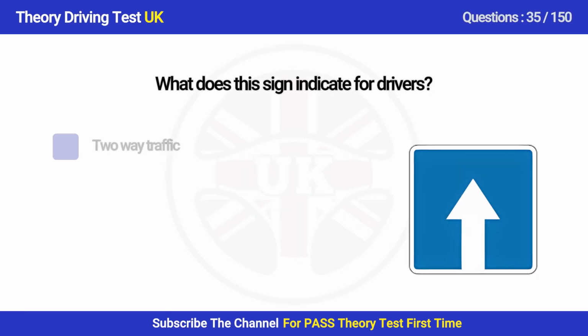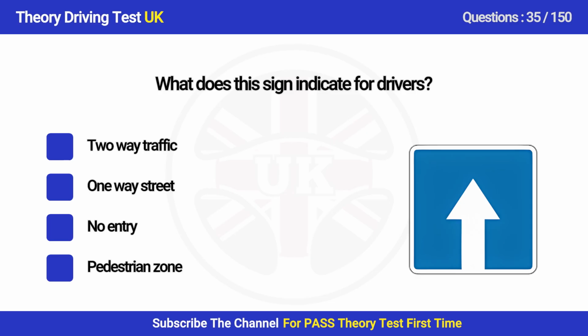Question 35. What does this sign indicate for drivers? A. Two-way traffic. B. One-way street. C. No entry. D. Pedestrian zone.